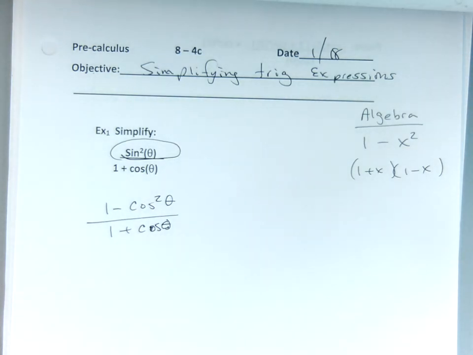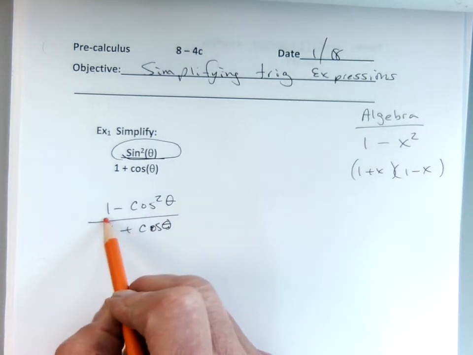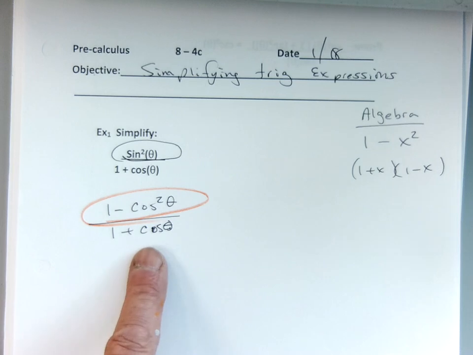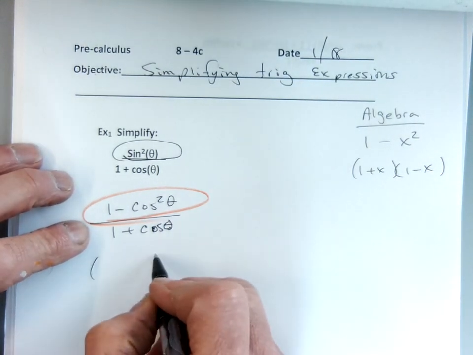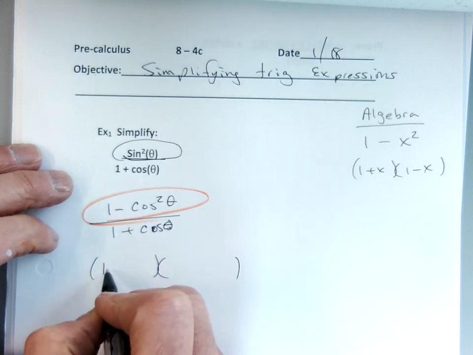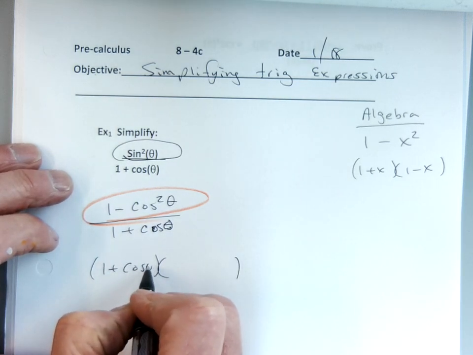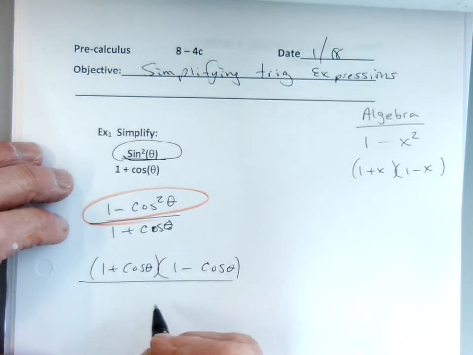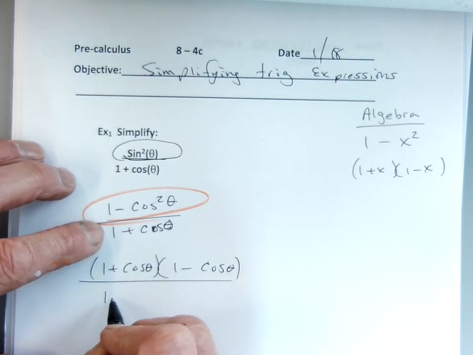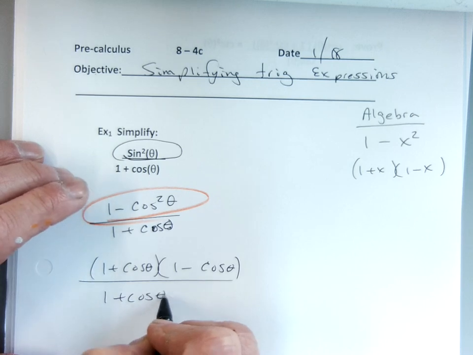Right here. So I'm going to do the same thing with the cosine, 1 minus cosine. And I think you can see how that's going to help. So my 1 minus cosine squared can be factored into a 1 plus cosine and a 1 minus cosine, all over the 1 plus cosine theta. Okay?